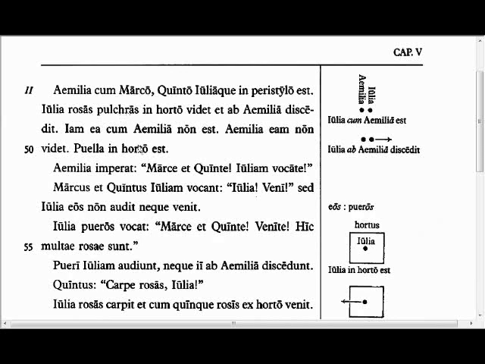Now let's try a little bit of this, reading it in Latin with understanding, now that we've translated.